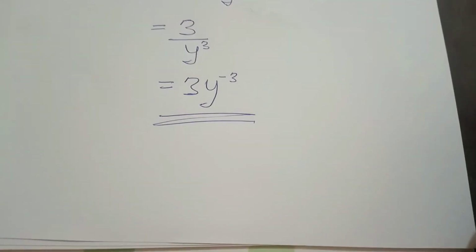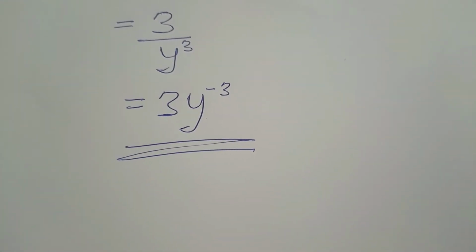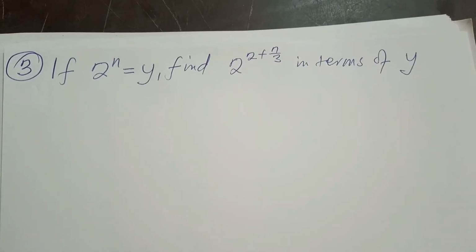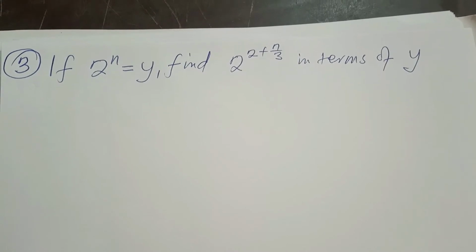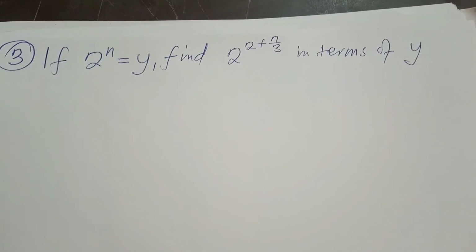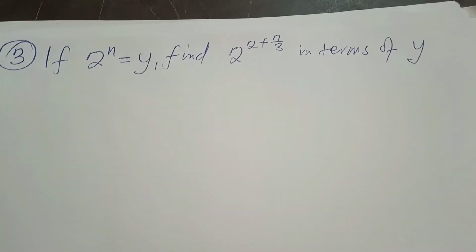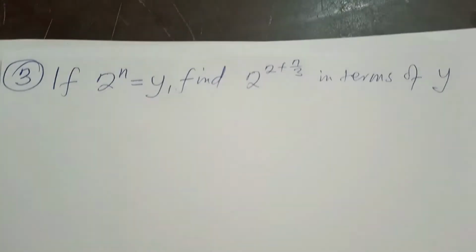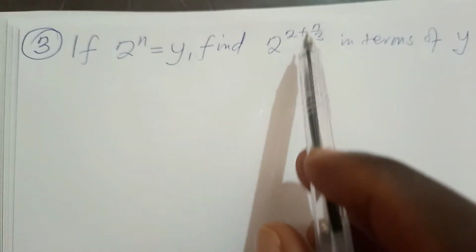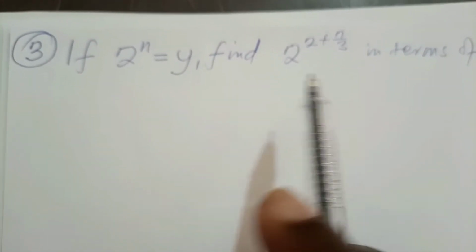That is example 2. Let us take the third example, which will probably be the last example for this study. Example 3 says if 2 exponent n equals y, find 2 exponent 2 plus n over 3 in terms of y. Here we have 2 exponent n being equal to y already, so we don't have to express anything. We rather have to concentrate on our question to find 2 exponent n inside somewhere so that we can fix y there.